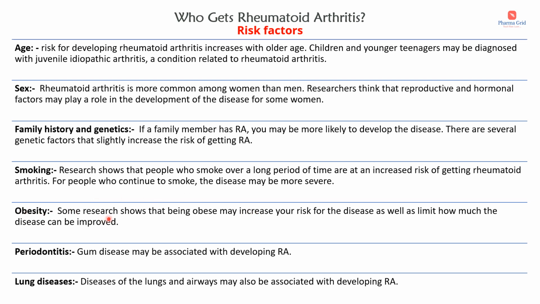Obesity. Some research shows that being obese may increase your risk for the disease as well as limit how much the disease can be improved. That is, obesity can affect the improvement of the disease as well. And the next condition is periodontitis, or gum disease, which may be associated with developing rheumatoid arthritis. Lung diseases, that is diseases of the lungs and airways, may also be associated with developing rheumatoid arthritis. So these all are the main risk factors associated with rheumatoid arthritis.